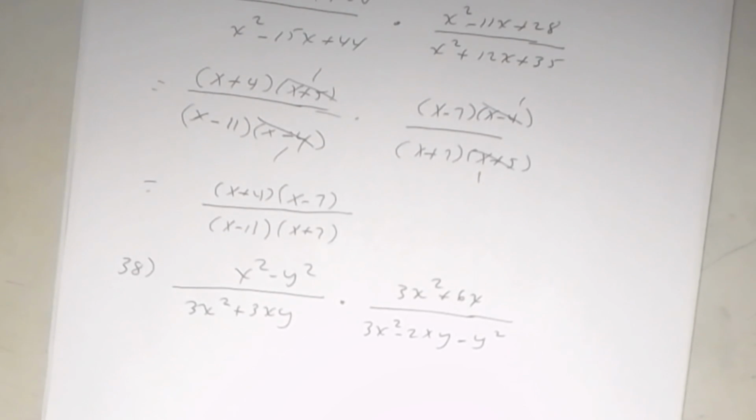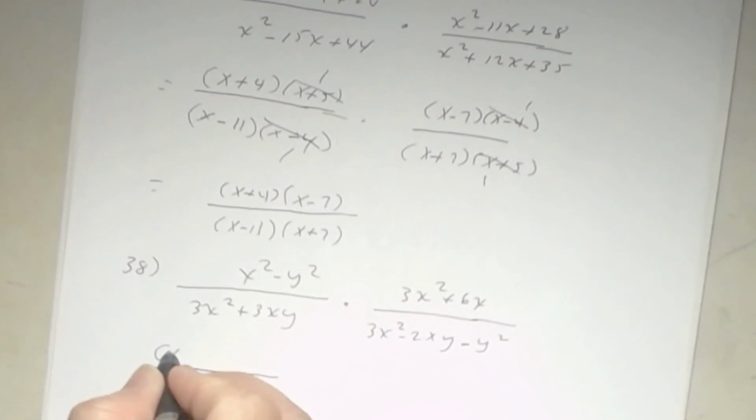Okay, what's the first step? Factor. Now at this point, since we spent a whole chapter on factoring, and we're still reviewing factoring as we go along, you should get better and quicker with this. What's the first numerator going to be? X minus y times x plus y, because that's the difference of two squares.